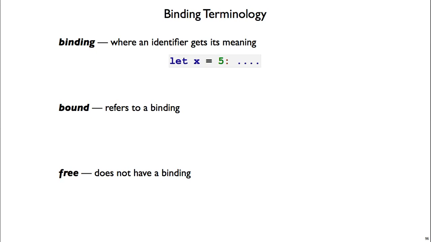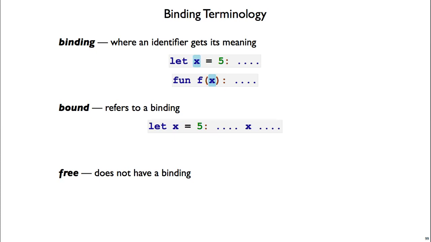Binding identifiers are like the x in let x equals 5. So on the left-hand side of the equals sign, that's a binding for x that assigns a meaning to it going forward. Functions also create a binding. So the function argument, in this case x, that is a binding position that says x is going to have a meaning once we call the function.